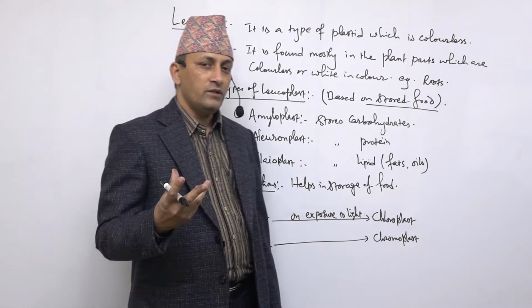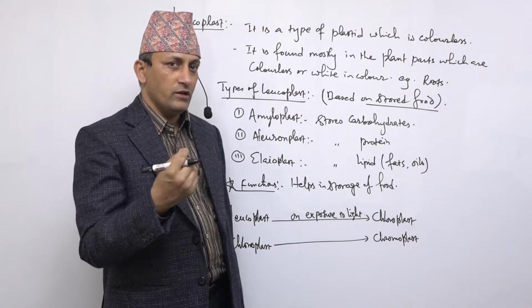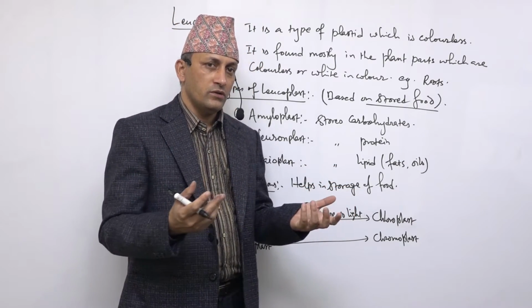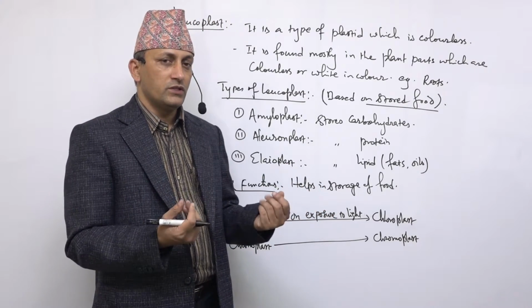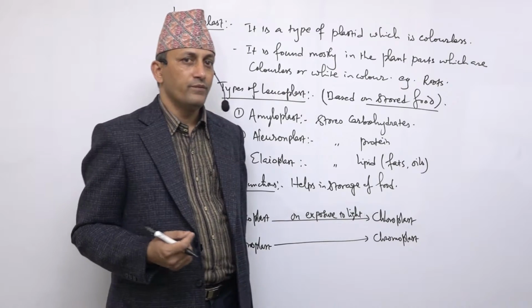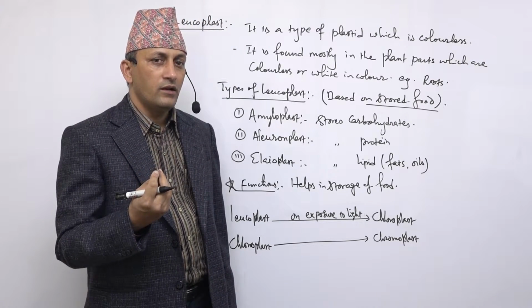So you might have seen potato. Potatoes are generally white in color or slightly yellowish in color. If you cut any potato and see the structure or the color of this potato piece inside, then they are mostly whitish or slightly yellowish in color. Why? Because the cells in this potato contain leucoplast.